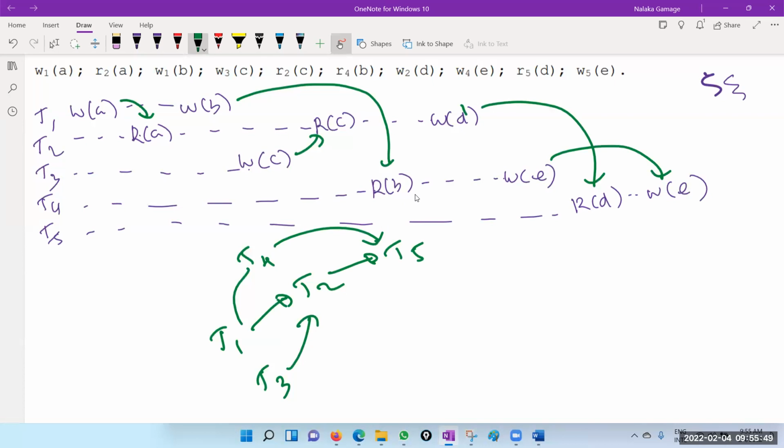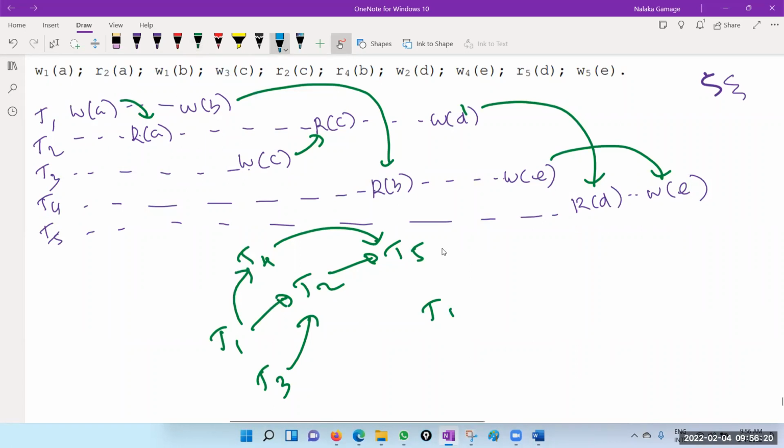Now see whether there are cycles. Right? No cycles, so no cycles are there. I think we did this one also last time anyway. So therefore this is conflict serializable. So what is the equivalent conflict serializable schedule? You have to go with the in-degree 0. Either you can start with T1 or T3. I will start with T1.